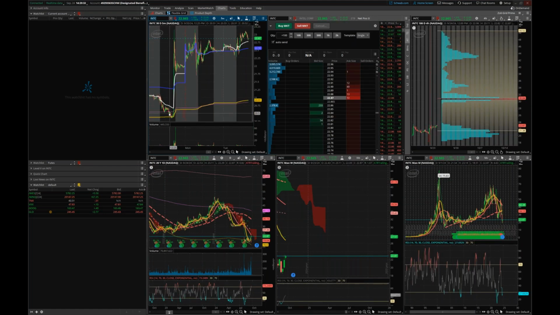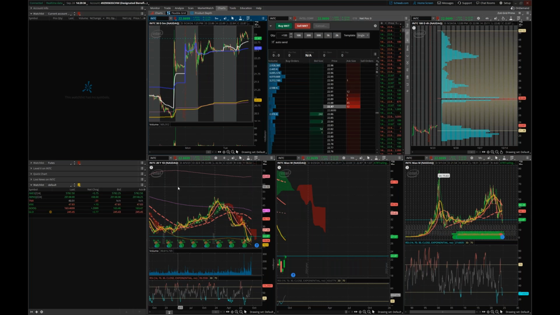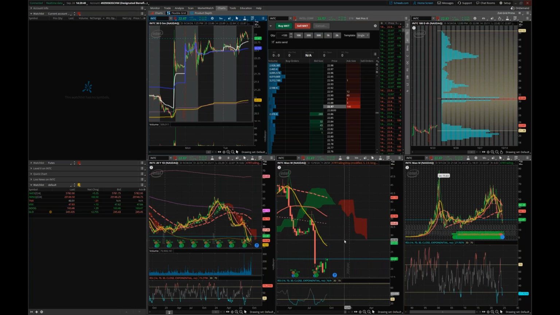This is one of my favorite positions to start building out right now, Intel. Price is at an amazing position. We're not gonna go into technicals. You'll have to join us next week for that one. I'll show you exactly how to read this. This is just gonna be a quick illustration of how easy it is to trade with ThinkorSwim.